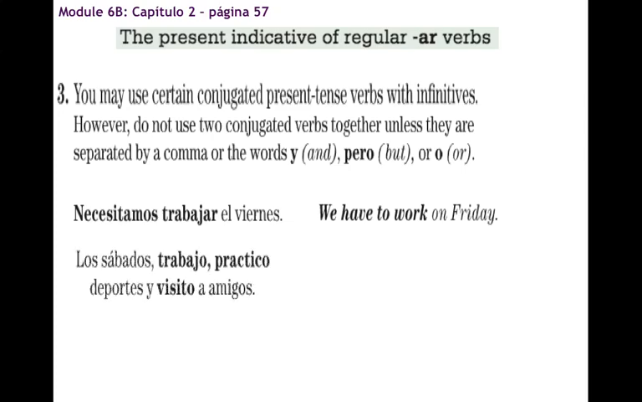Look at this sentence now. Los sábados yo trabajo, practico deportes y visito amigos. On Saturdays, I work, practice sports, and visit friends. So these three verbs are all conjugated, but they're separated by commas, or they're separated by and. They could be separated by but or however.